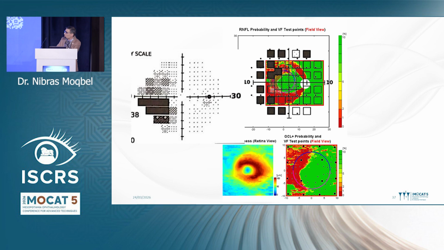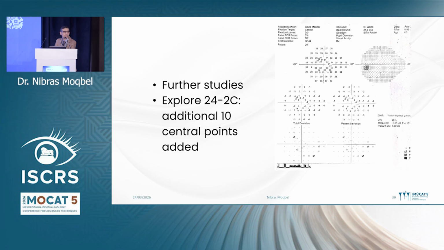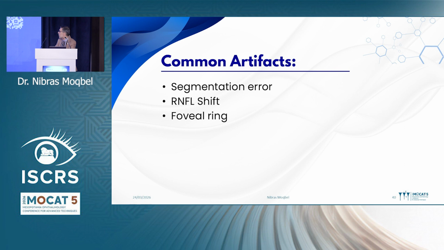So far, we start with a B-scan image. We check the thickness and probability maps for both the nerve fiber layer and the ganglion cell layer. We're trying to look at the structure and the function at the same time and compare it with the visual field. There are new visual fields in the new Humphrey devices, the 24-2C, that include 10 additional central points to the conventional 24-2. It's like a hybrid mode that can sometimes be used instead of asking for two visual fields. This is the 24-2C.